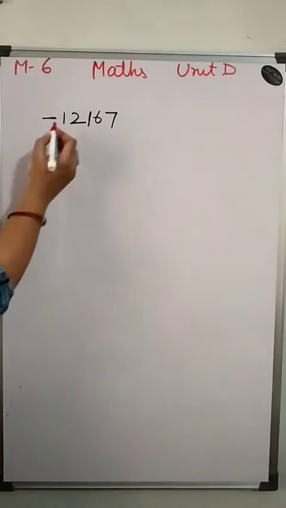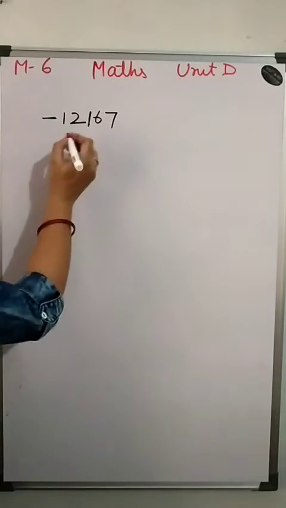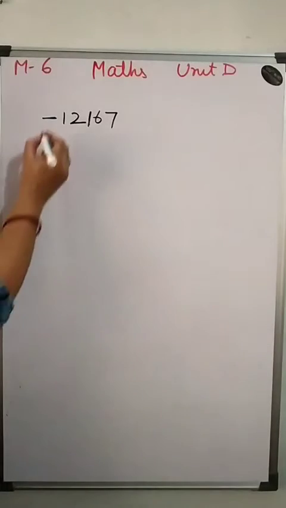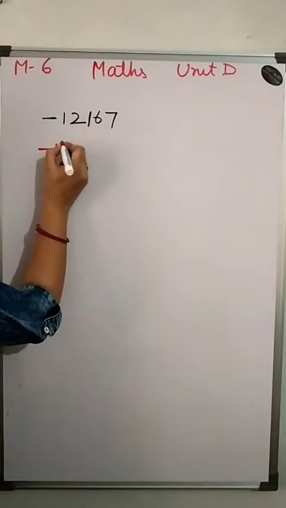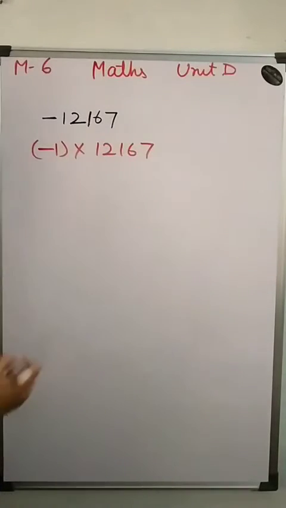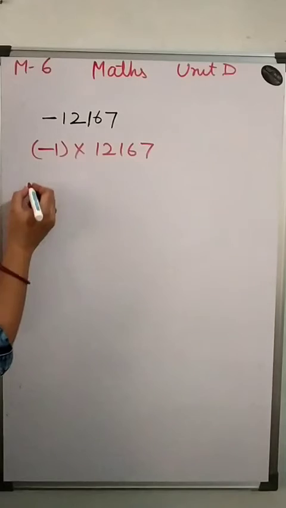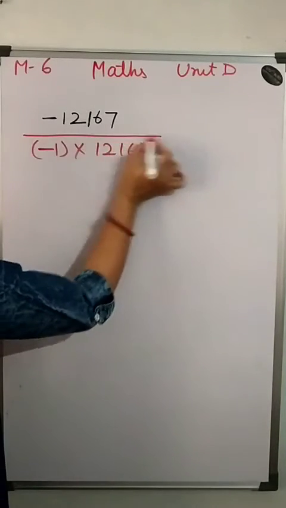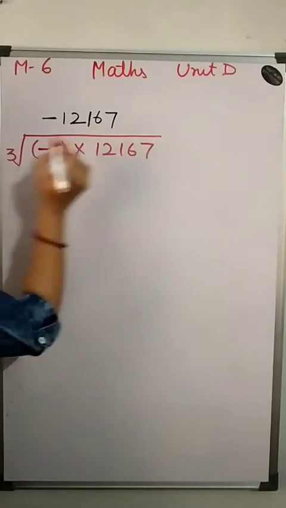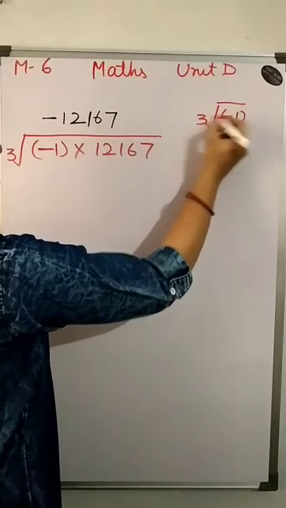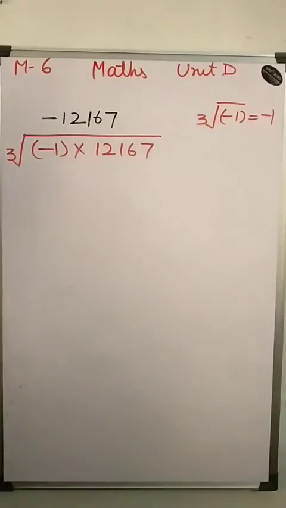Here the number is 12,167 and it is a negative number. First you write this number as -1 multiplied by 12167 and find its cube root. Then how do we calculate its cube root? And you remember that the cube root of -1 is always -1.